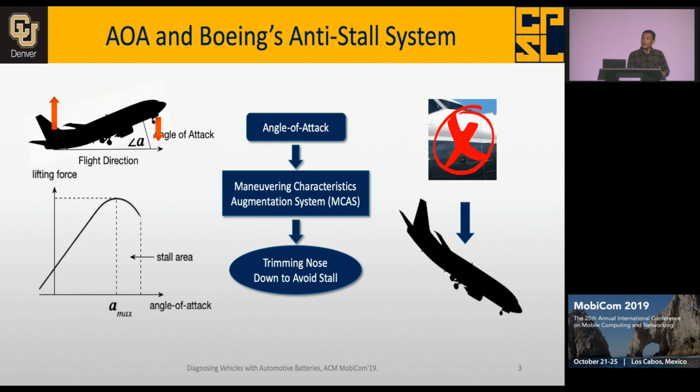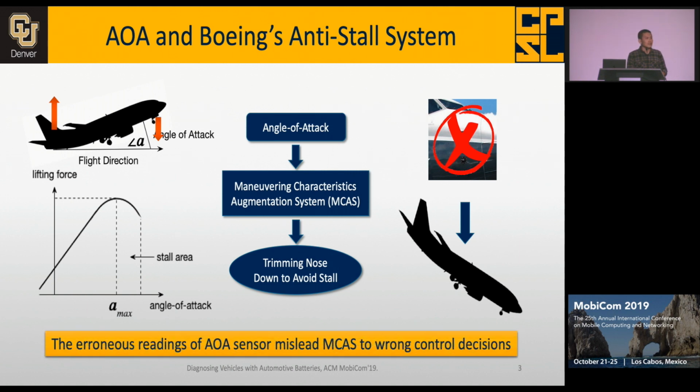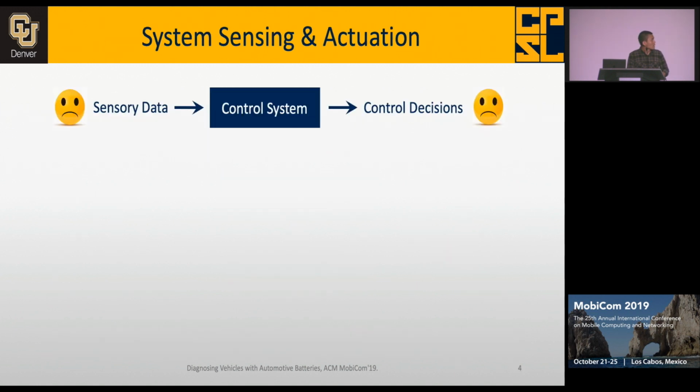So in summary, in terms of the facts, the accident is quite straightforward. Just wrong sensing data causing the control system to make the wrong control decision or actuation. That's the essence of this accident. If sensory data goes wrong, and the control system does not have much fault tolerance, then we may make wrong control decisions. That's not only true for aircraft, that's true for all control systems.